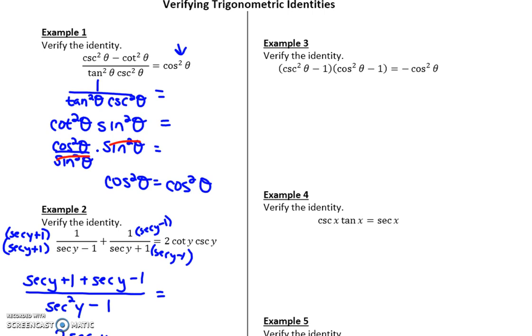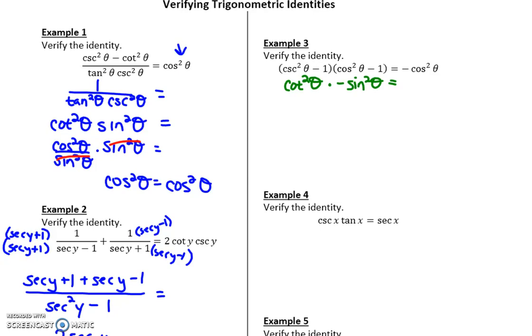If you notice, we've got squareds and ones, so let's take a look at our Pythagorean identities, and maybe we can change them into something else. Cosecant squared of theta minus 1, well, that's the same thing as cotangent squared of theta, and cosine squared of theta minus 1 is equal to negative sine squared of theta. So that was helpful. So we didn't have to do all that multiplication. We could have, and we'd get there, but it might take a little bit longer.